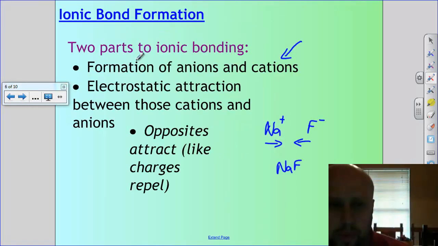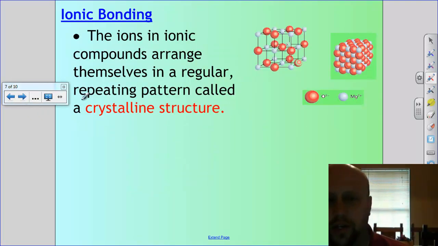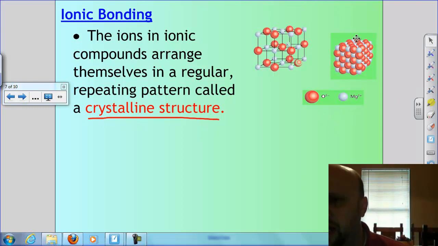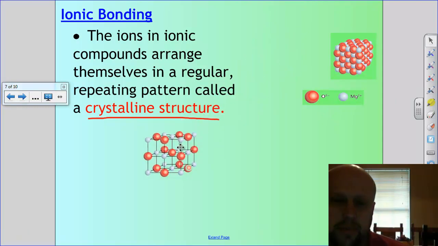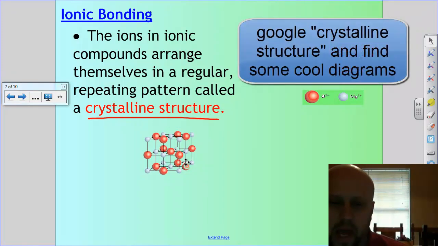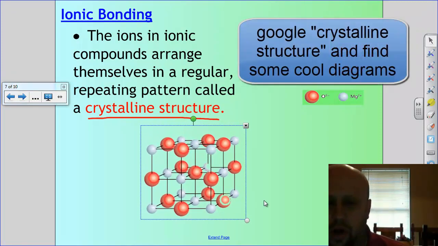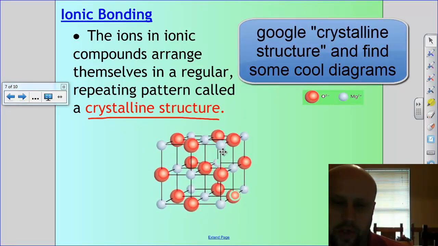All right, so that's the 2 parts, formation of anions and cations and showing electrostatic attraction. All right, so quick definition time. The first thing that's pretty unique about ionic compounds is that they form what we call a crystalline structure. Now, what that means is that when they set themselves up, they're not just in individual molecules like covalent compounds are that we'll talk about in the next lesson.